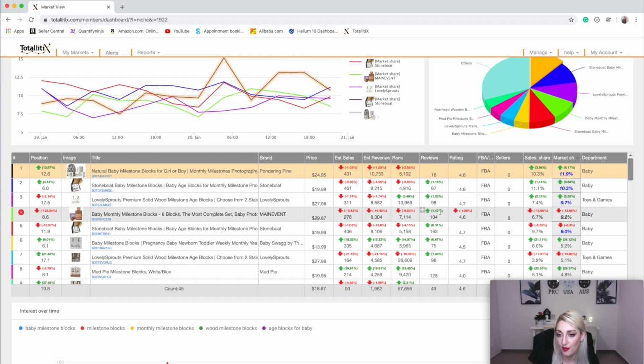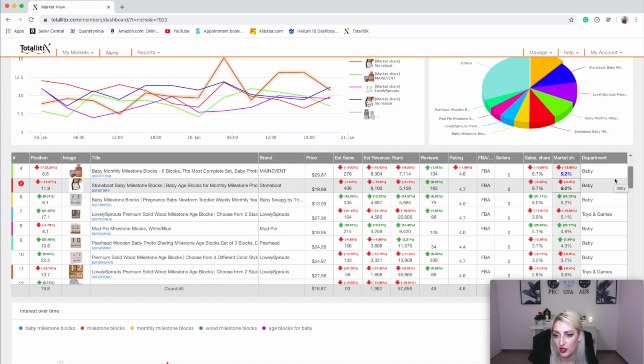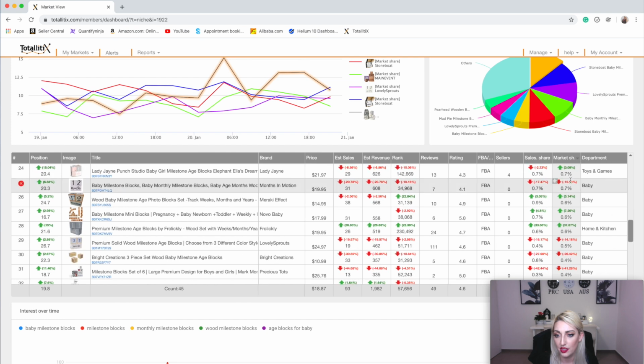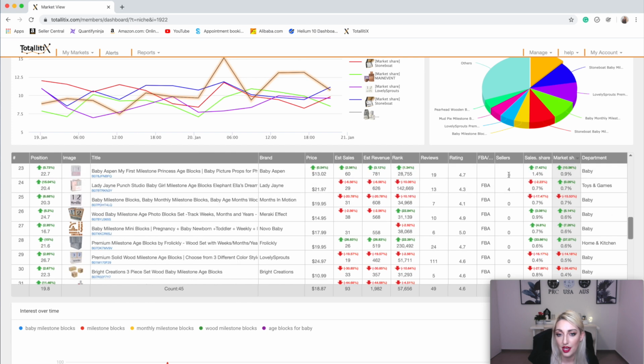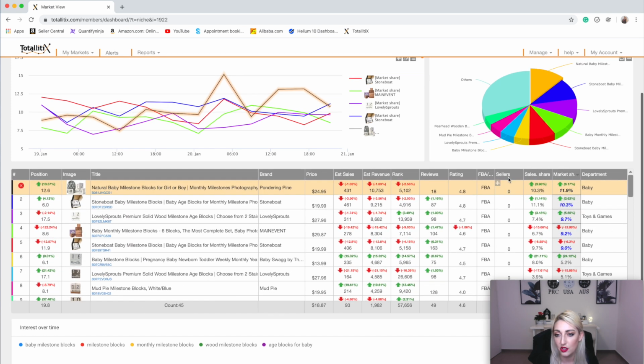You can see it's gone up or down, whatever. Rating, what's happened with the rating lately? Has the rating gone up or down, changed dramatically, or what is the rating currently right now? Whether it's FBA, FBM, how many sellers on it, I think that if it says 0, it just means that there's no hijackers, because let's have a look if there's anyone that has more than, okay, there's someone that's got 4. So they may have hijackers. We'll check that in a second. Oh, there was also someone that had 3. And then it's got what is their sales share, what is their market share, and what department are they in.